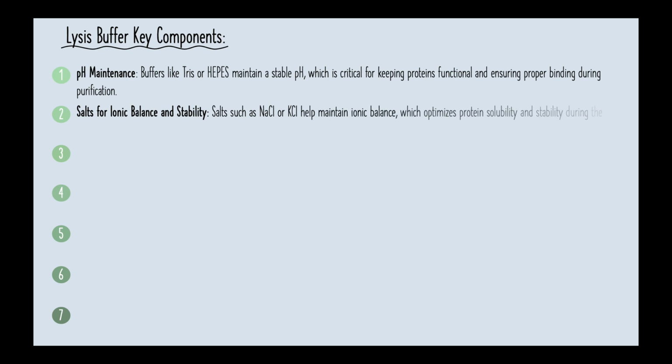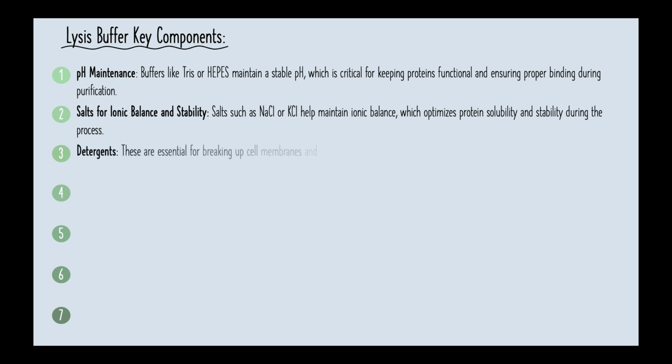Starting with number 1, components that maintain pH. Buffers like Tris or HEPES maintain a stable pH, which is critical for keeping proteins functional and ensuring proper binding during purification. Number 2, you've got salts for ionic balance and stability. Salts such as sodium chloride or potassium chloride help maintain ionic balance, which optimizes protein solubility and stability during the process.